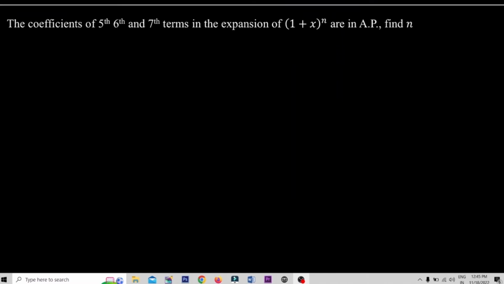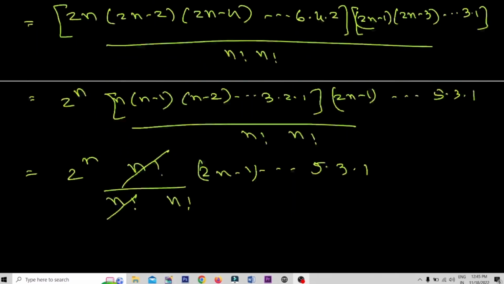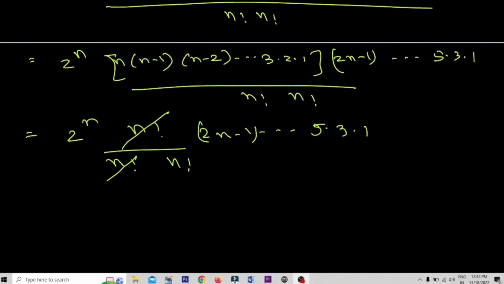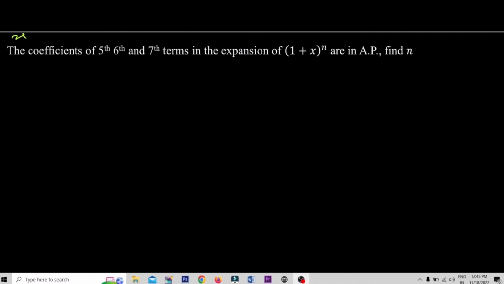Let us go to the next sum. This is sum number 21. In this sum number 21, the coefficients of the 5th, 6th and 7th terms are in AP. Find n. So what are the 5th, 6th, 7th terms? In this case, the 5th, 6th, 7th terms are nC4, nC5 and nC6. They are in AP.